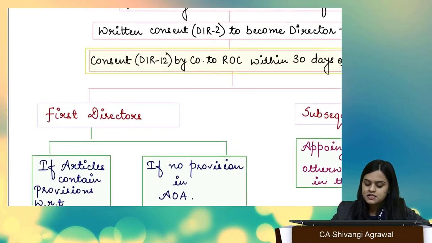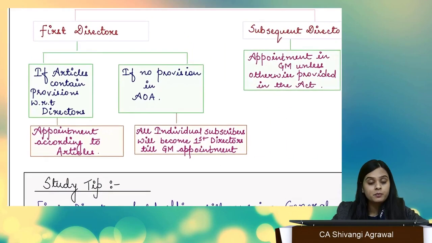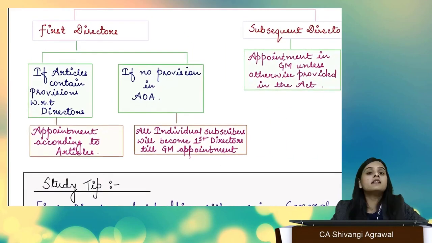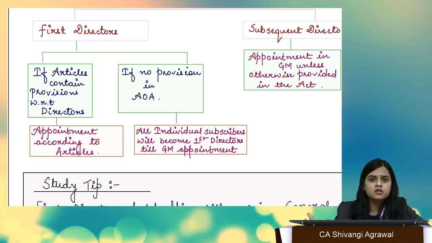However, for the first directors, we cannot wait till general meeting because we are in a hurry. We need directors immediately when the incorporation happens, right? Because we cannot, for one day also, who will manage the company? To call general meeting, who will call the general meeting? So we need directors as and when the incorporation takes place, and that's why the appointment of the first directors of the company cannot be deferred. We need immediate appointment of the same.